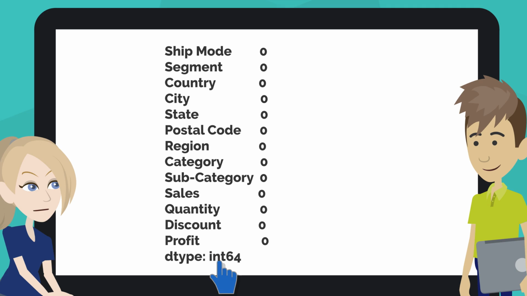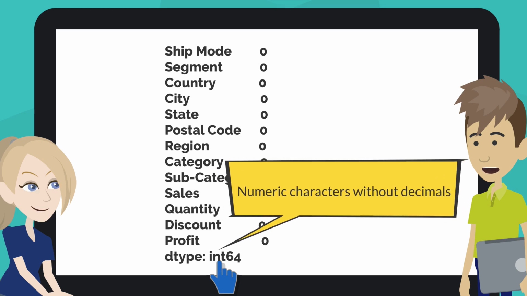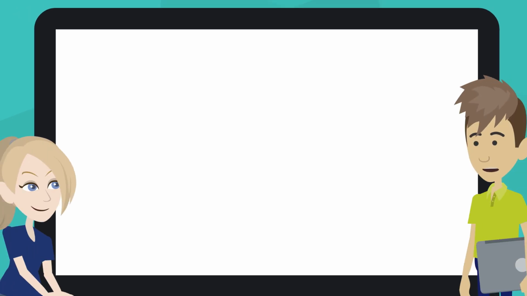That's right. What does this output mean? Int is numeric characters without decimals. 64 refers to the memory allocated to hold this character. Got it. Then we will find out whether there is duplicate data.